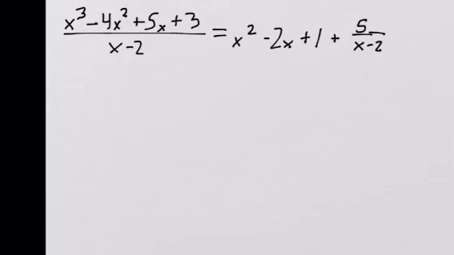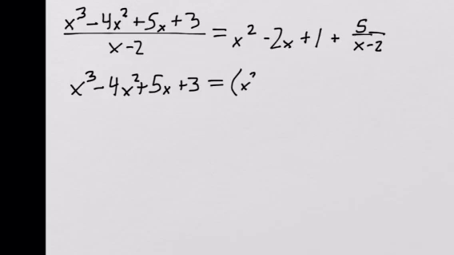Let's go ahead and multiply both sides of this by x minus 2. x cubed minus 4x squared plus 5x plus 3 is equal to, and I'm going to write this a little bit strange, x squared minus 2x plus 1 times x minus 2 plus 5.